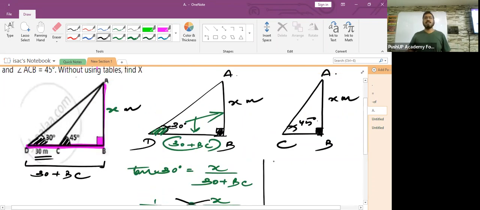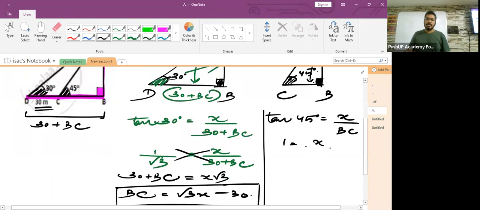Second triangle, children. Which function? Same tan function, because the angle is 45, opposite side and adjacent side. They both are in discussion here, isn't it? So tan 45 degrees is equal to opposite x divided by adjacent BC. Tan 45 is 1. So 1 is equal to x upon BC. If I cross multiply BC towards the left hand side, I'll get BC is equal to x. This is the second result.